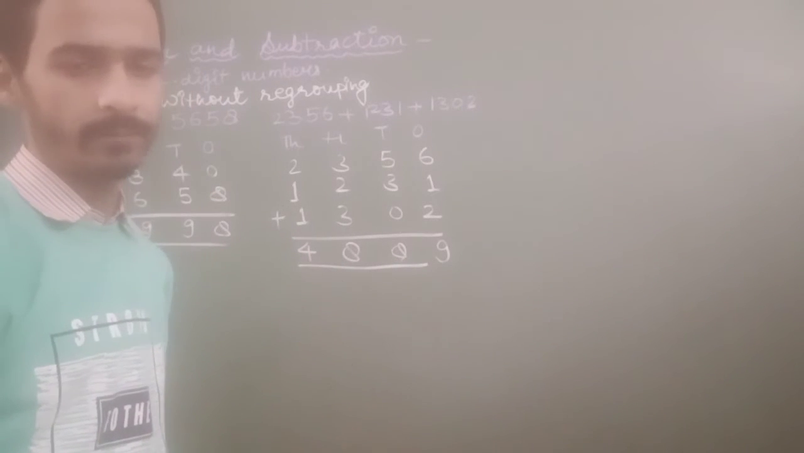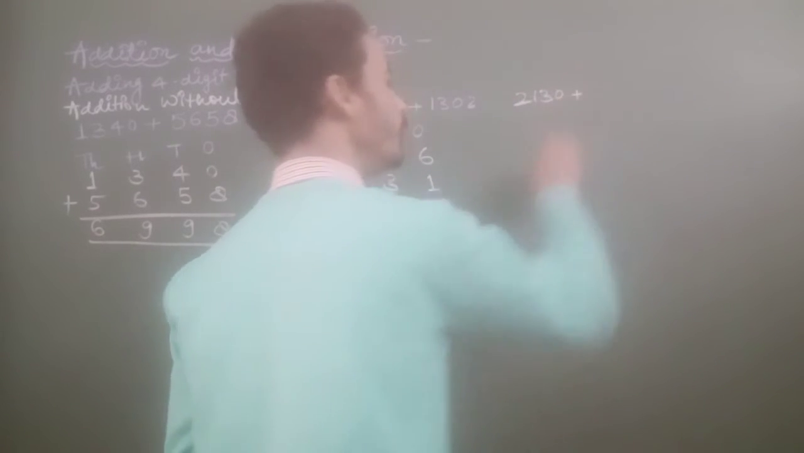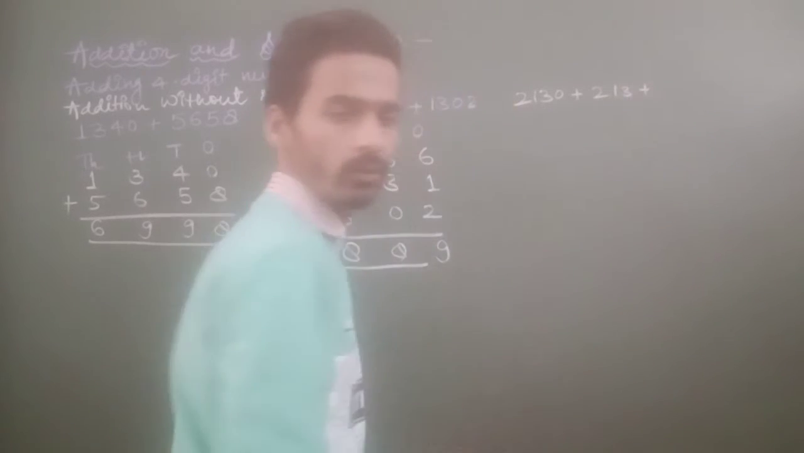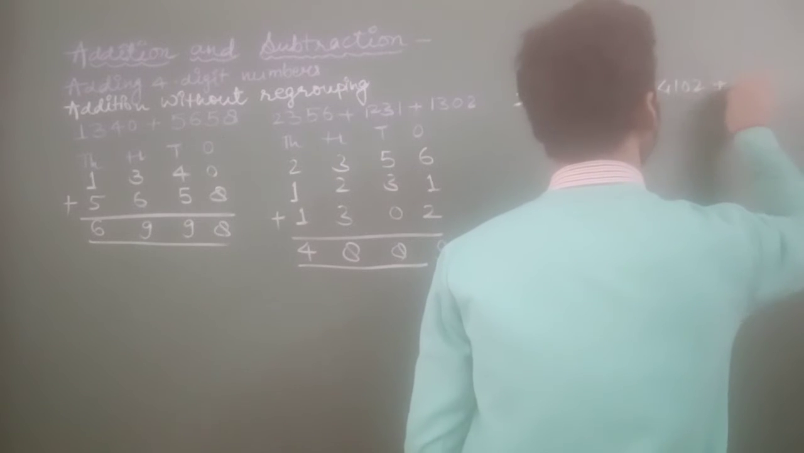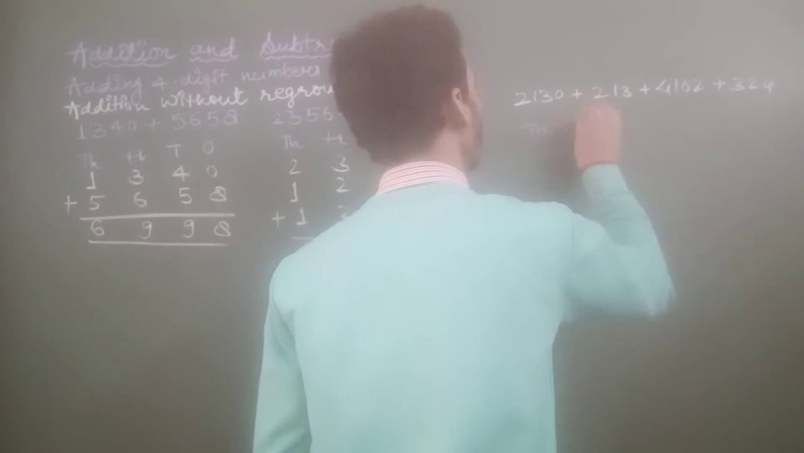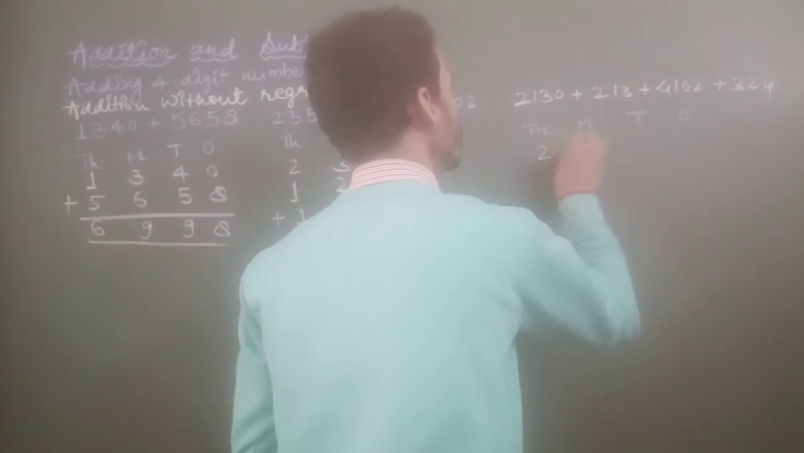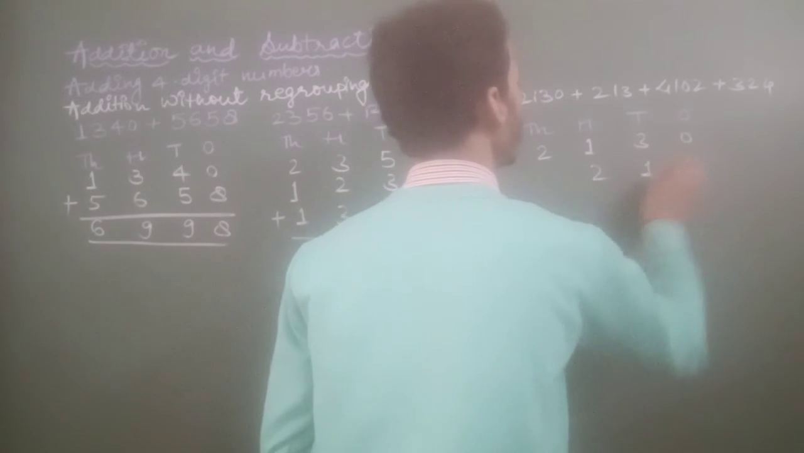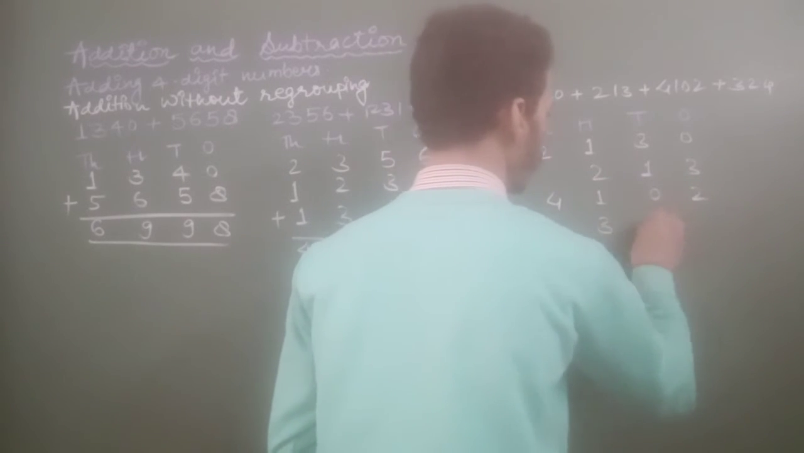The next example is, add 2130 plus 240 plus 4102 and 324. Write in columns: thousands, hundreds, tens and ones. 2130, 240, 4102 and 324.